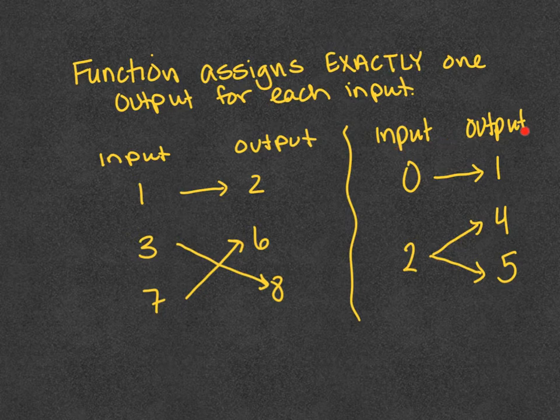When you look over here at input and output, we have 0, it has just one output. Then we have 2, and it's saying it has an output of 4, but also has an output of 5. This is not a function because if I take the input of 2 and apply a rule to it, I am not going to get 2 separate answers. I'm not going to get 2 separate outputs. So when you see an input that has 2 separate outputs or more, then what you know is that that's not a function.